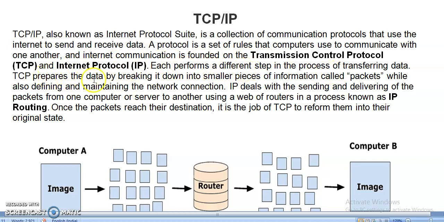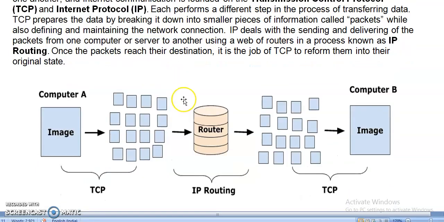TCP prepares the data by breaking it down into smaller pieces of information called packets, while also defining and maintaining the network connection. IP deals with the sending and delivering of the packets from one computer or server to another using a web of routers, in a process known as IP routing. Once the packets reach their destination, it is the job of TCP again to reform them into their original state.